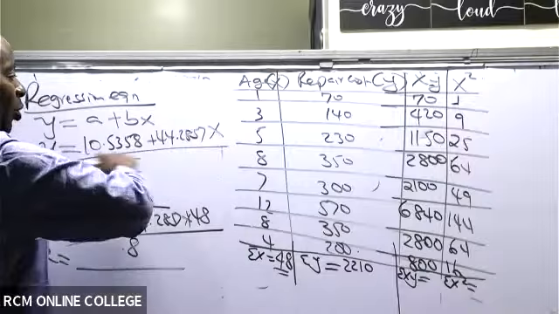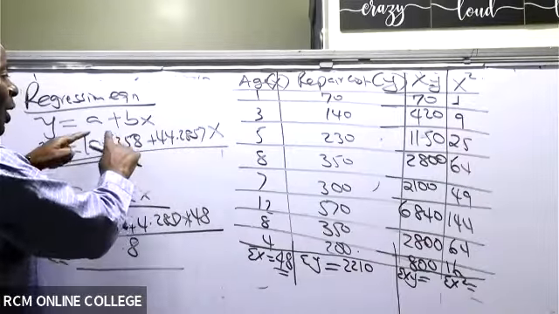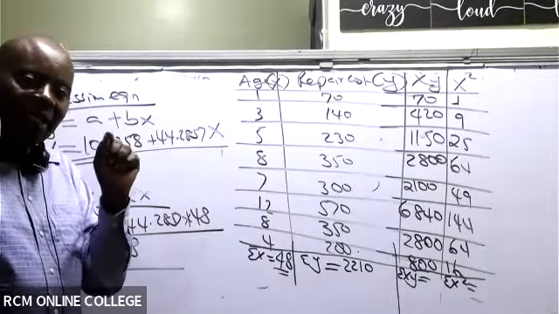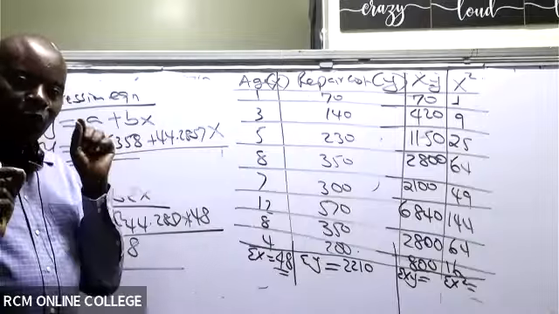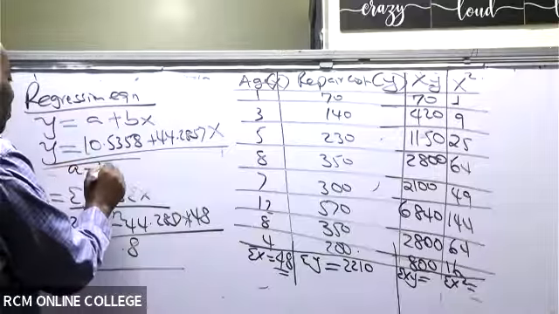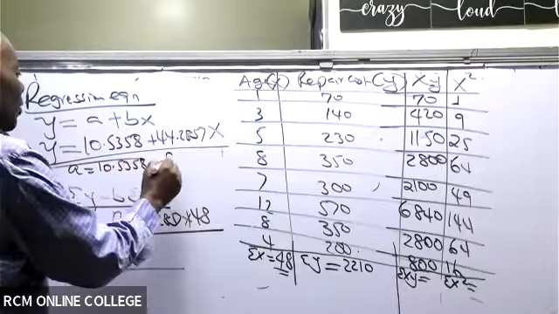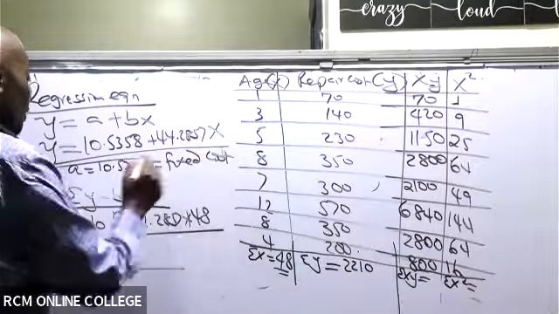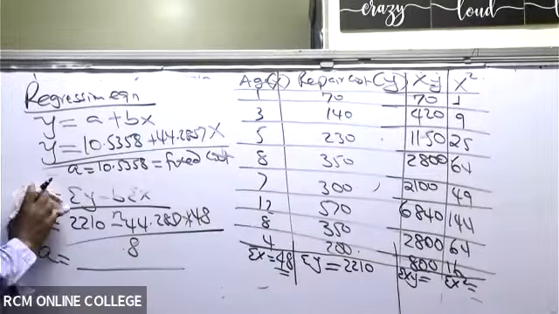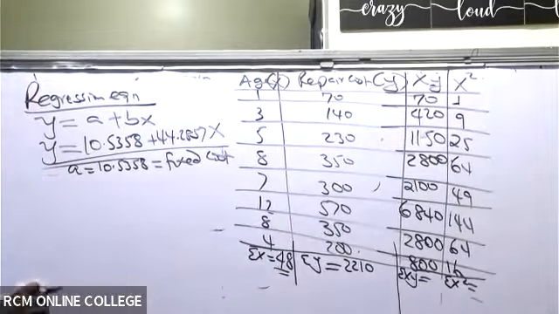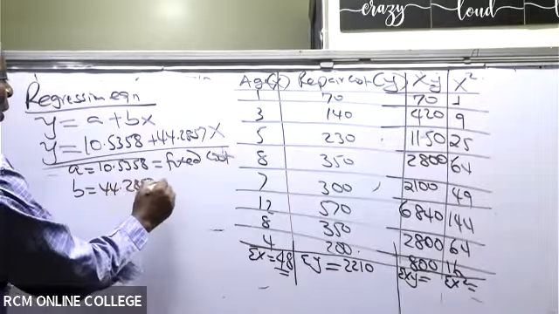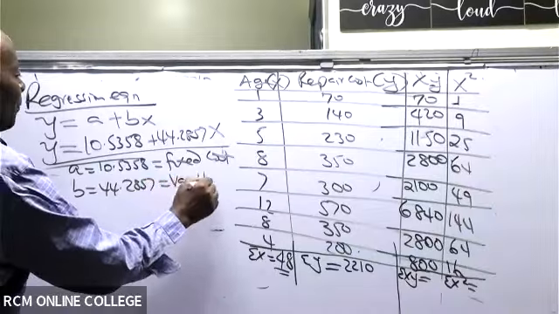Remember, all these are repair costs. But if you remember very well, this A is the fixed cost, the one that does not depend on X. It doesn't matter the age. So we have two types of cost here. A is 10.5358, which is the fixed cost. And then of course we have B, which is 44.2857, which is the variable cost.